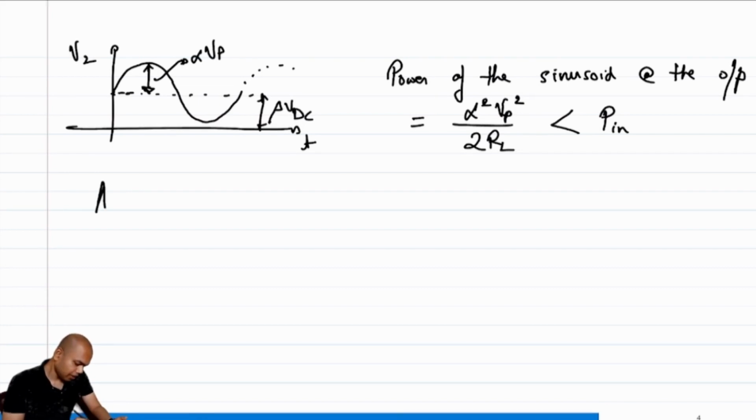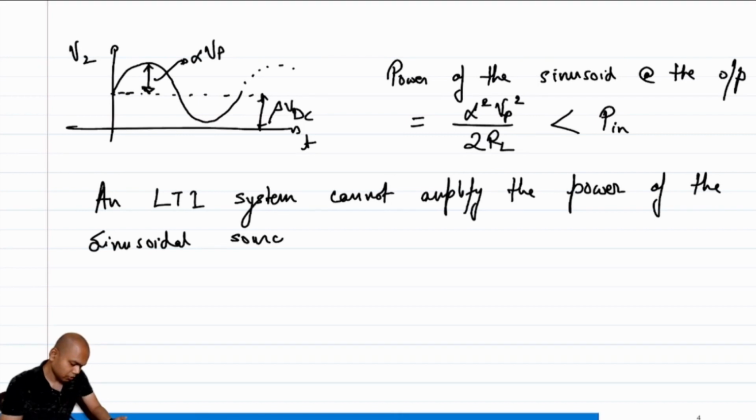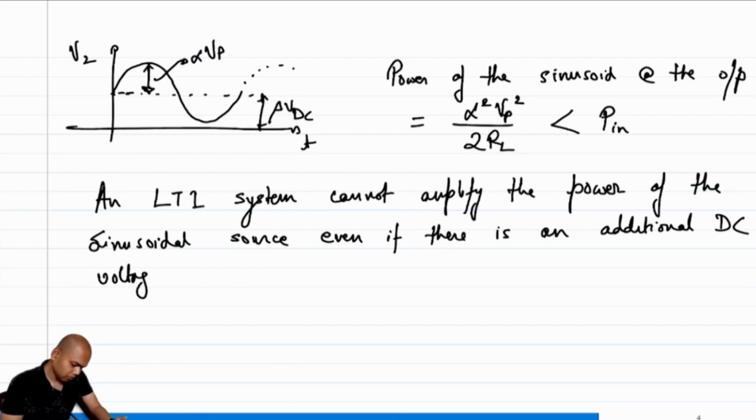So the conclusion is an LTI system cannot amplify the power of the sinusoidal source even if there is an additional DC voltage source available.